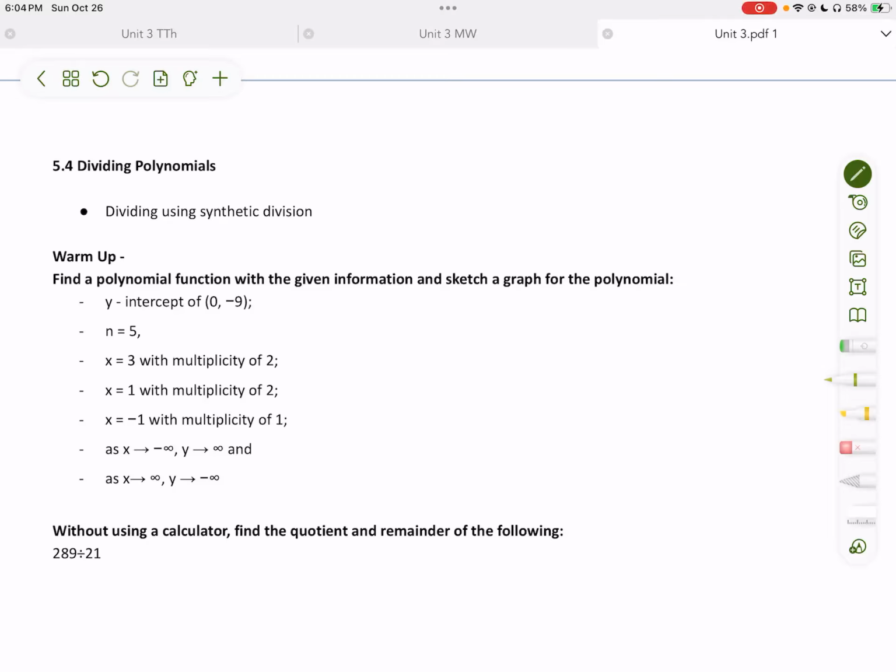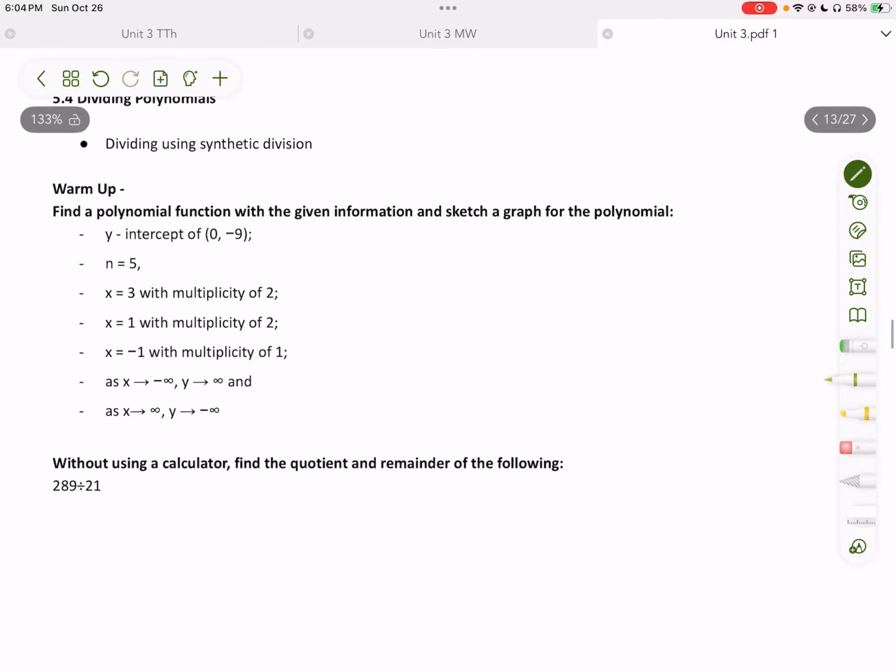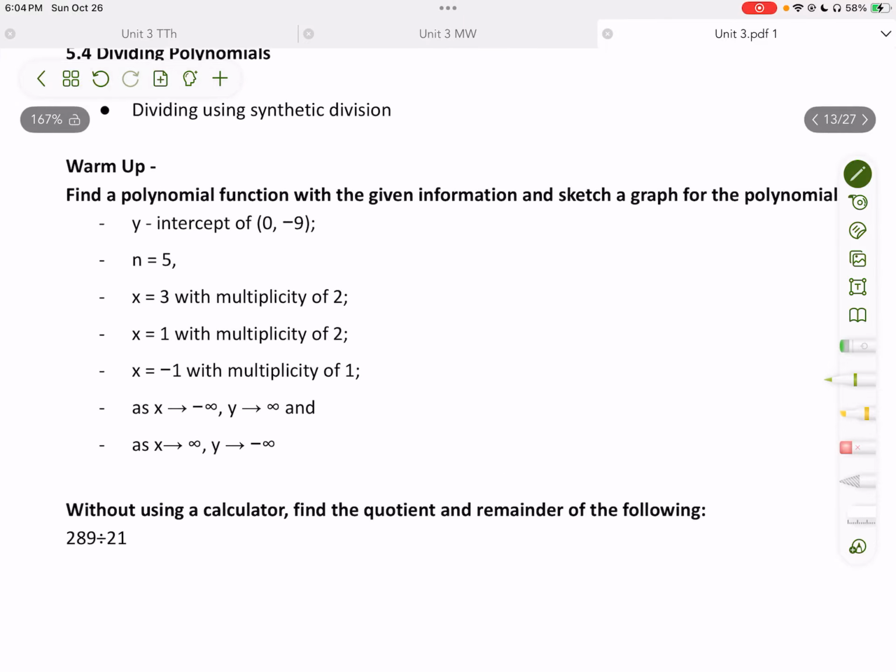This section will cover 5.4 and 5.5, where we're working with dividing polynomials and finding their x-intercepts, or you can call them zeros or their roots. For the warm-up, that's going to come back to what we covered in the last section. We want to find a polynomial that has all of these things as a part of it.